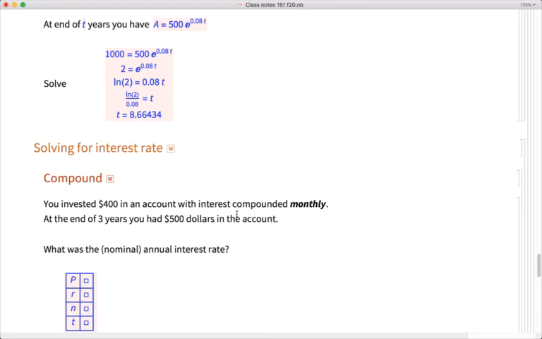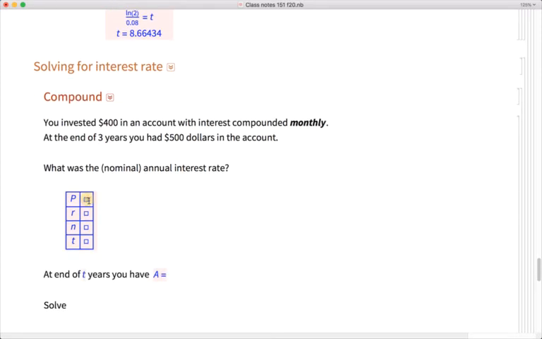For these interest rate problems, we can also solve now, not just for time, but also for the interest rate. That's the other thing that is up in the exponent spot in the formula. So we invested 400, and at the end of 3 years, so we're being told time is 3, the amount was 500. Compounded monthly. And what was the interest rate? Okay, so the interest rate is unknown.